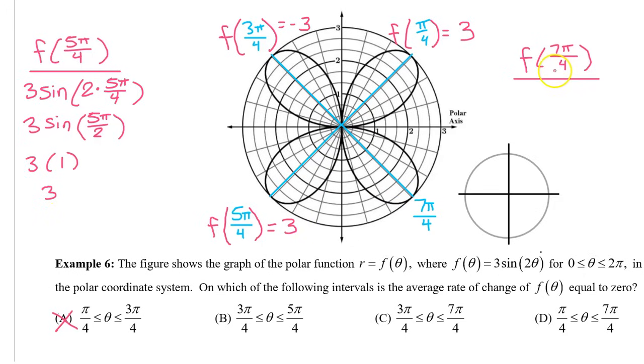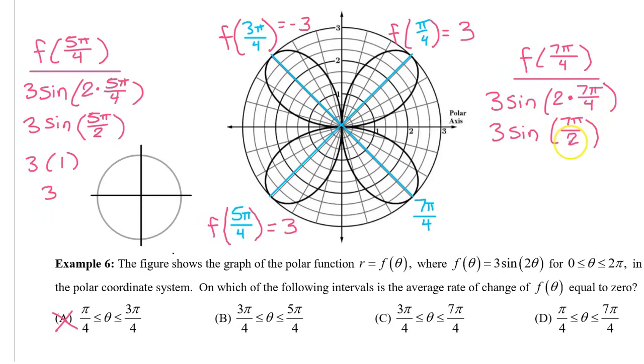What about f at 7 pi over 4? That's 3 sine 2 times 7 pi over 4, which is 14 pi over 4, which reduces to 7 pi over 2. Let's see, what is the sine of 7 pi over 2? Let's locate that point on the unit circle. If we go all the way around and back, that's 2 pi, and we can think of that as 4 pi over 2. If we go around again, that's going to be double that, which is 8 pi over 2. So 8 pi over 2 is this position right here. So 7 pi over 2 would be pi over 2 before that. So 7 pi over 2 is right here at the bottom of the circle. Sine is the y value, and the y value right here is negative 1. So we have 3 times negative 1, which is negative 3. So we have just found that f at 7 pi over 4 is equal to negative 3.